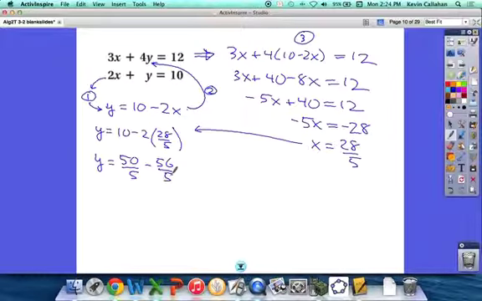Where did I get the 50 over 5 from? That's 10, right? And why did I do that? Because the other term has a denominator of 5. I need it to all be fifths. Okay, now what is 50 over 5 minus 56 over 5? Minus 6 fifths. Okay, so the solution is 28 fifths, negative 6 fifths.